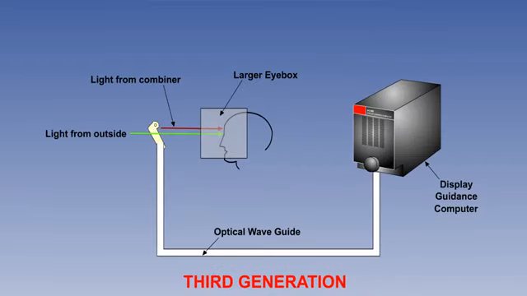Third-generation systems remove the need for the overhead projector. Optical waveguides produce the image directly in the combiner. With these systems, eye reference point is less critical since the eye box is larger. These are just emerging in aircraft.